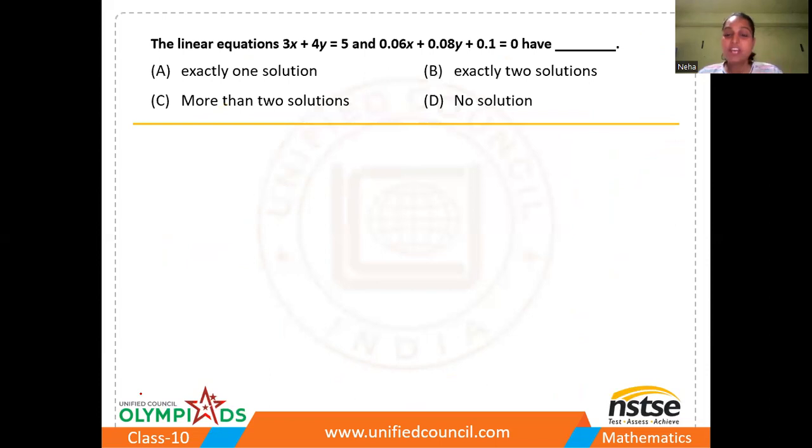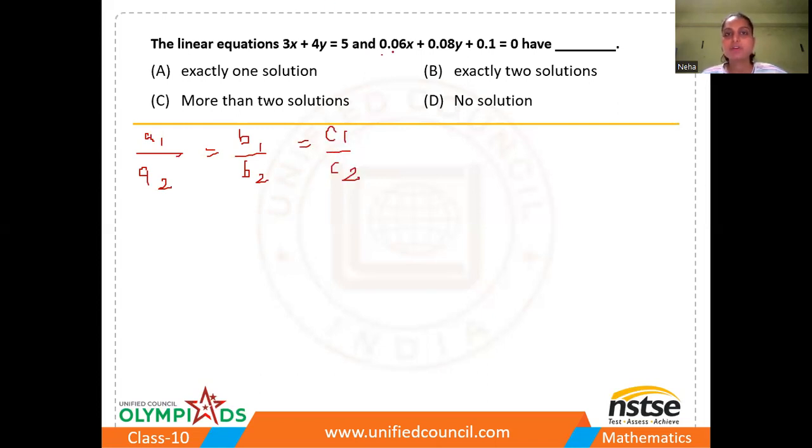Okay. Now the next question, my dear students. The question is: the linear equations 3x plus 4y equals 5 and 0.06x plus 0.08y plus 0.1 equals 0 have exactly one solution, exactly two solutions, no more than two solutions, or no solution? So for this I have to find the values of a1 by a2, b1 by b2 and c1 by c2, and then only I can check.